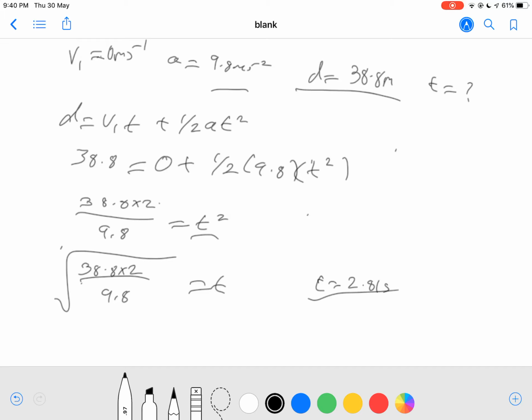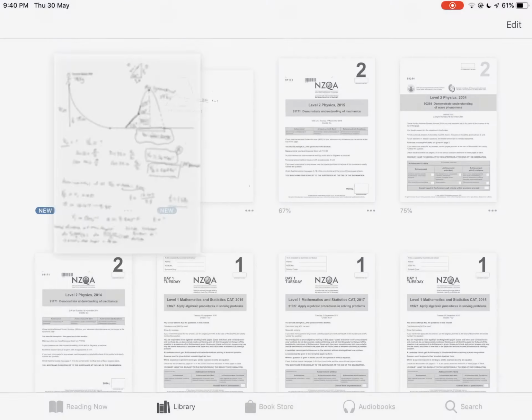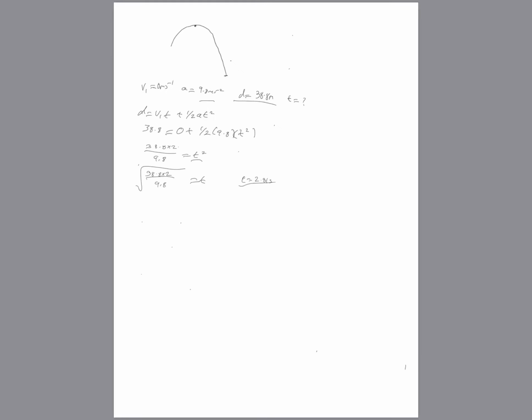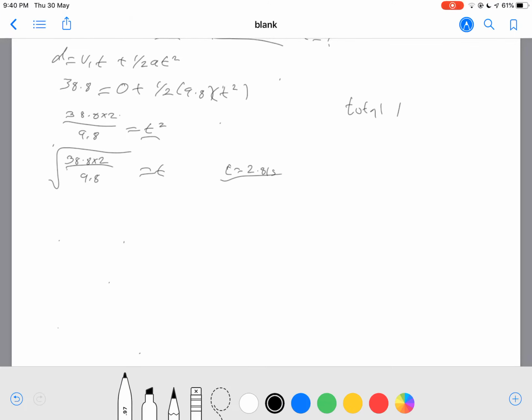Okay, so the total flight time. What is the total flight time? The total flight time is how long it takes for the ball to reach the maximum height plus how long it takes for the ball to go from the maximum height to the ground. What was the number again for the time to max height? Yeah, 1.68 seconds. So total time equals 1.68 plus 2.81.